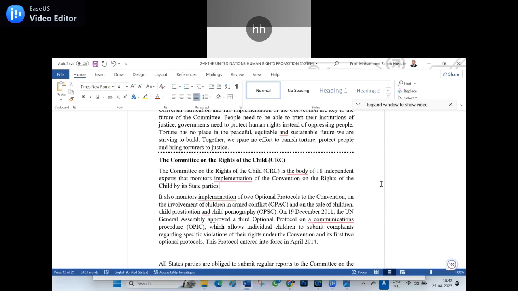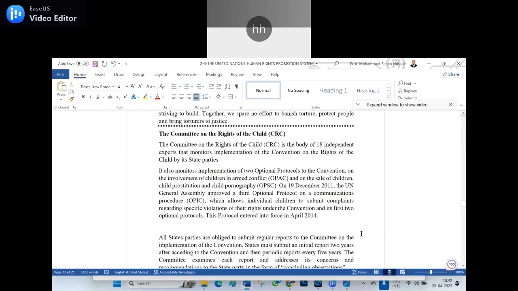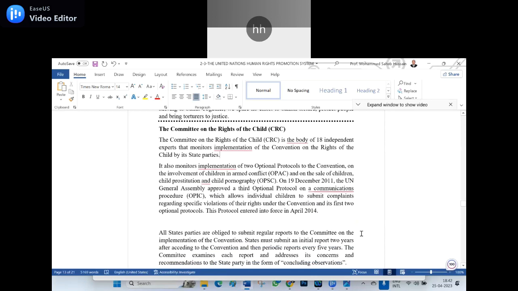On 19 December 2011, the UN General Assembly approved a third optional protocol on communications procedure, OPIC, which allows individual children to submit complaints regarding specific violations of their rights under the convention and its first two optional protocols. The protocol entered into force in April 2014. Whether a woman or a child is used for prostitution, pornography, torture, or any type of oppression, it will be brought to the notice of the CRC, and the CRC will take it into consideration and try to punish the person who did the wrong, the perpetrator.